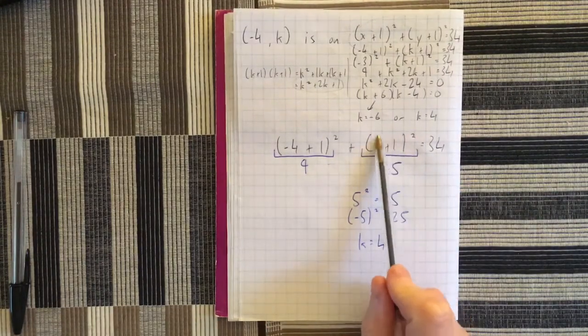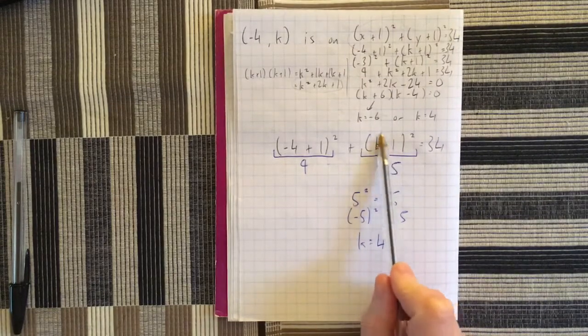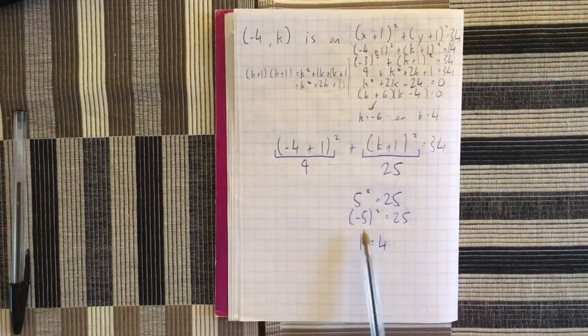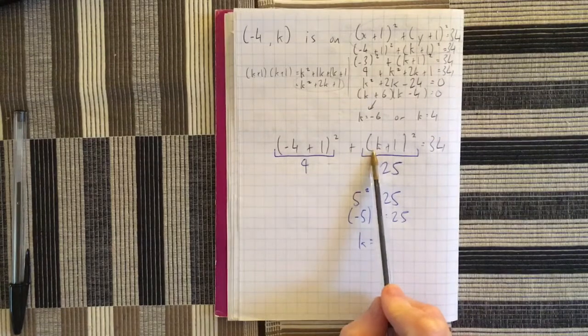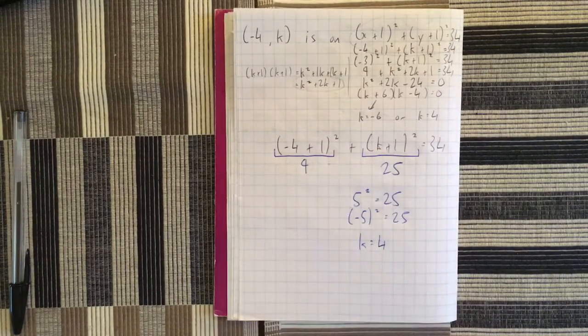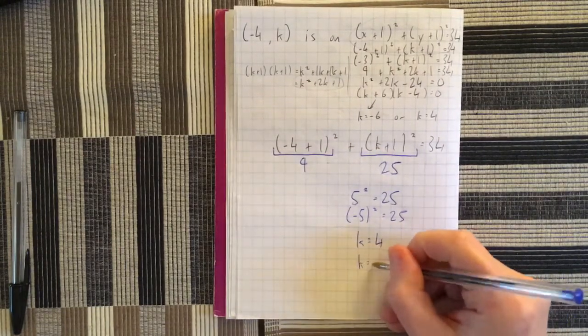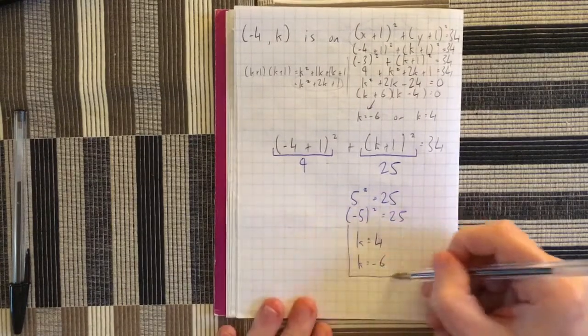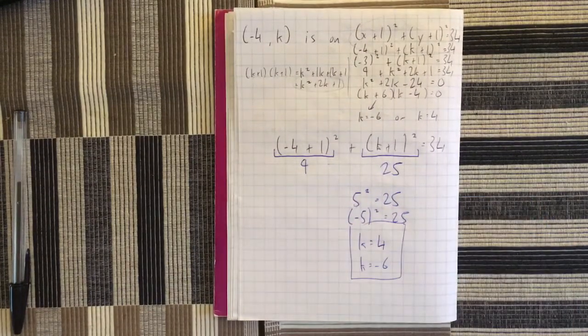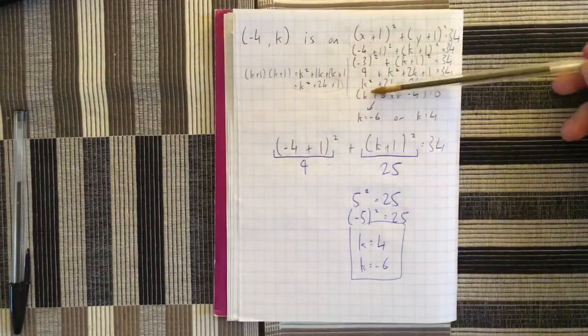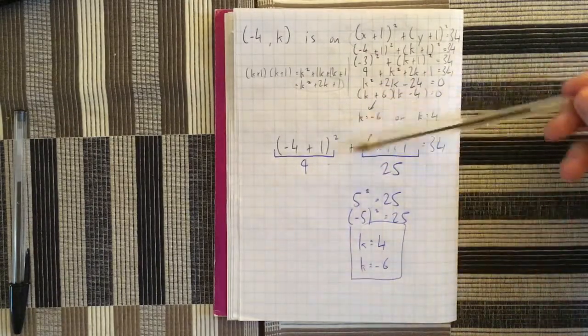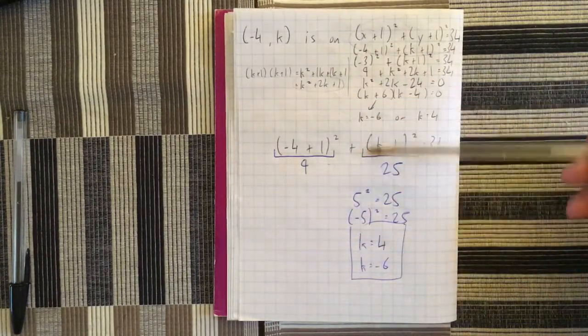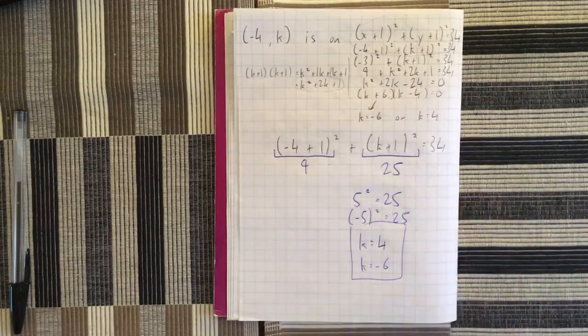So what value of k in here is going to make what's inside the bracket equal to -5? Well, that's -6, because -6 plus 1 is -5. So k is equal to -6, and there's your two values. So done more formally, subbing in and getting your quadratic, or done a little bit less formally, which gets it done a little bit quicker, I think. But either way, you're getting the same answer: k is equal to 4, k is equal to -6.